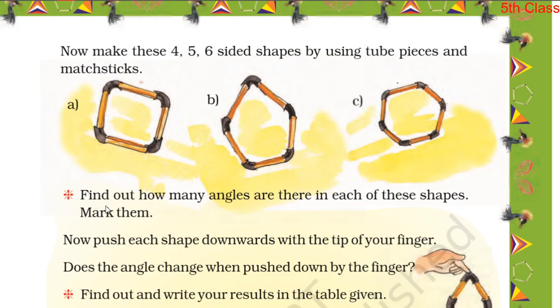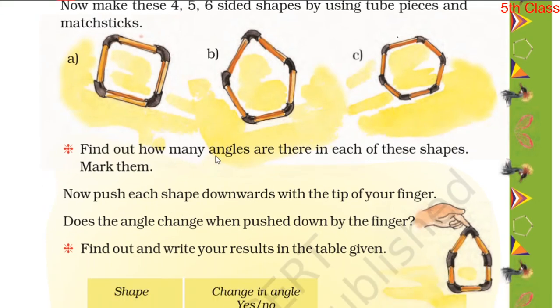Now find out how many angles there are in each of these shapes. If you consider the first shape, how many angles are there? This is the angle. Suppose this is one ray and this is the other ray. These two rays are meeting at this point. Therefore, the angle is formed. The angle means it is the union of two rays.